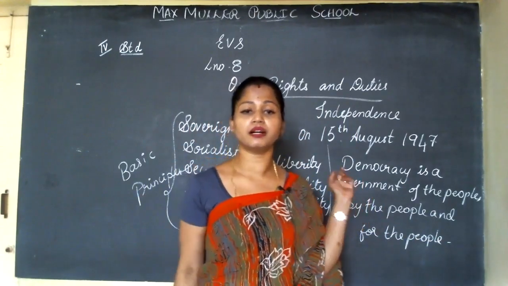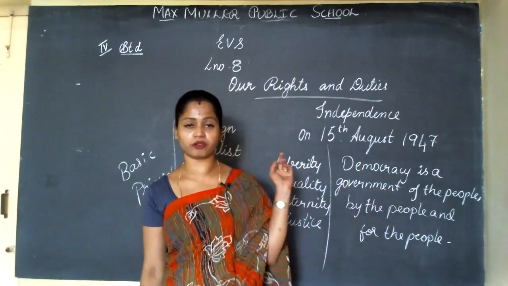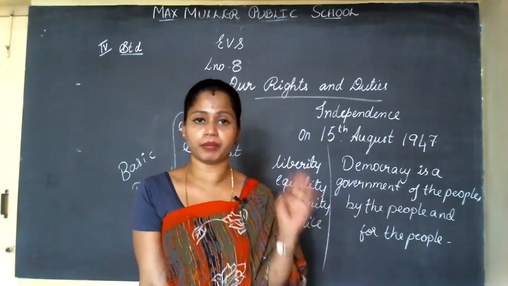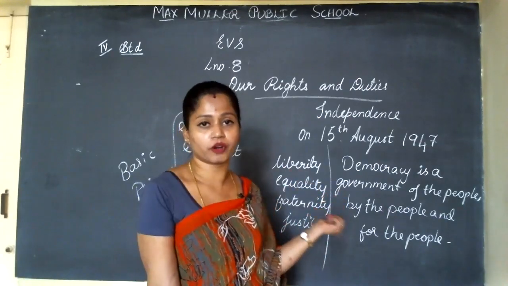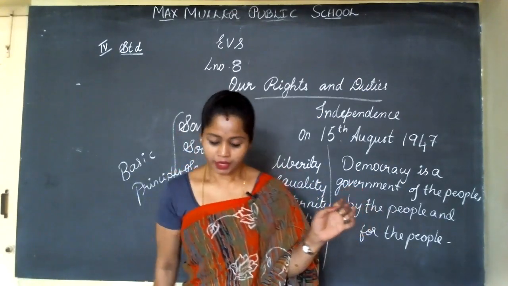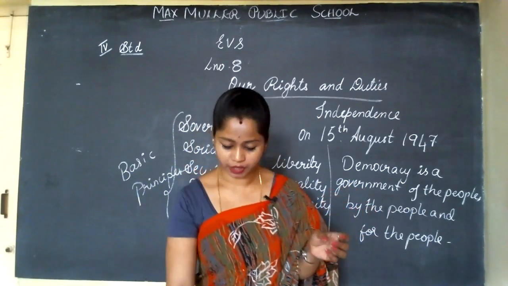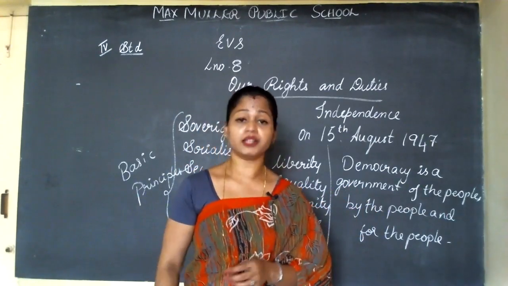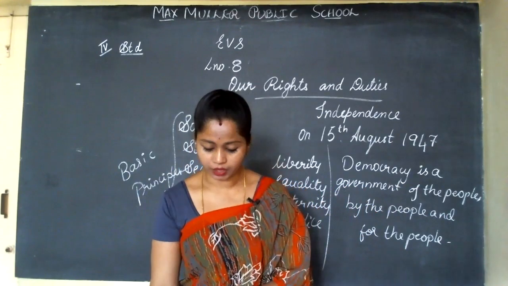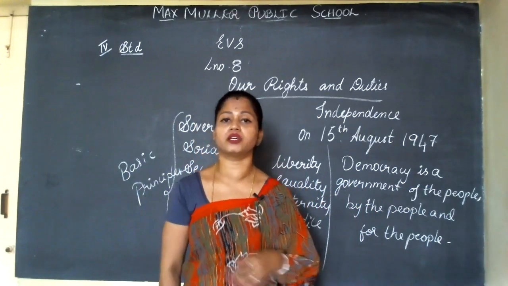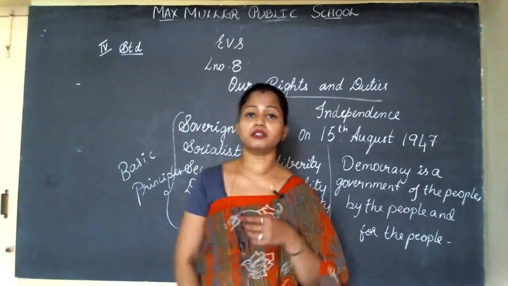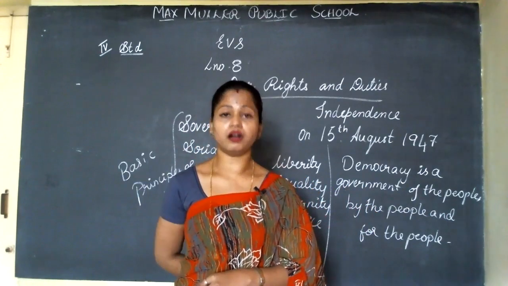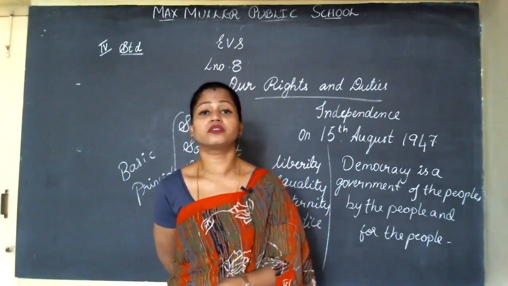So our India is a democratic country, because democracy means what? The government of the people, by the people, and for the people. So it is called a democratic country. India is the world's largest democracy with the world's longest written constitution.